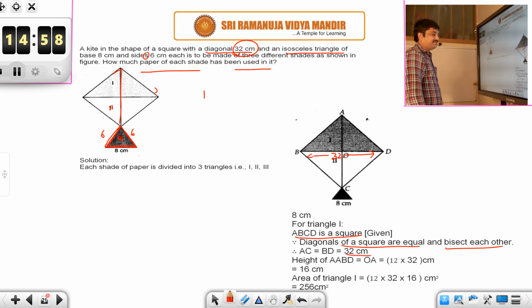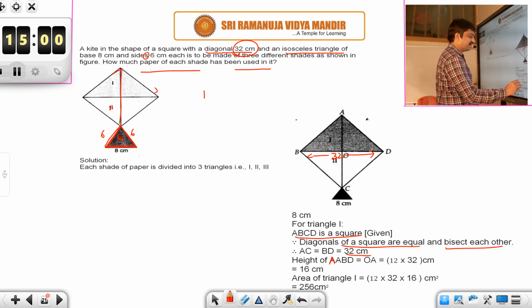Now the height of triangle ABD. What will be the height of triangle ABD? Height of triangle ABD means, see, this will be perpendicular. The diagonals are perpendicular in a square. So this itself will be the perpendicular, and also diagonals bisect each other. So obviously this will be half of the diagonal length. So since the base is 32, the height will be 16, that is half of 32, because diagonals bisect each other in a square. So the height of the triangle ABD is half of AC, that is half of 32. So you will get the height as 16 centimeters.